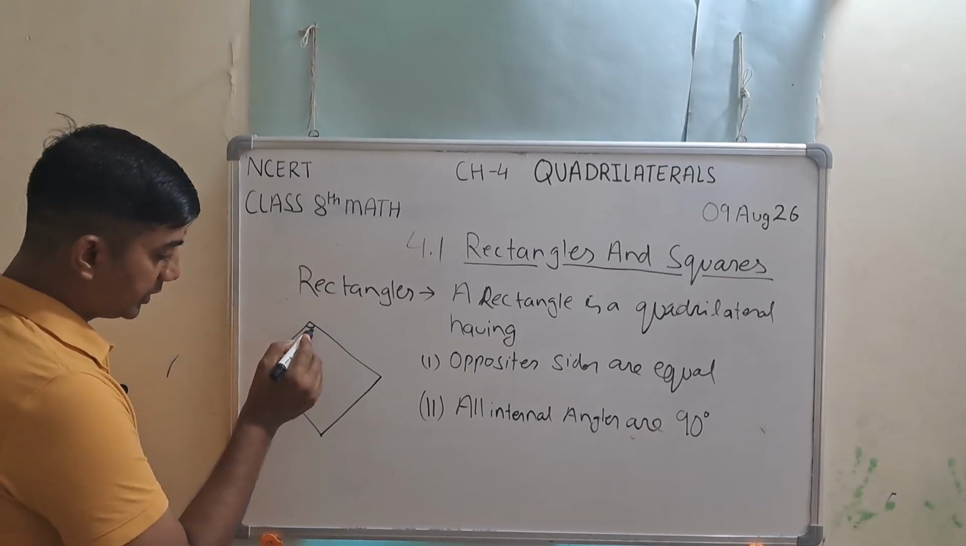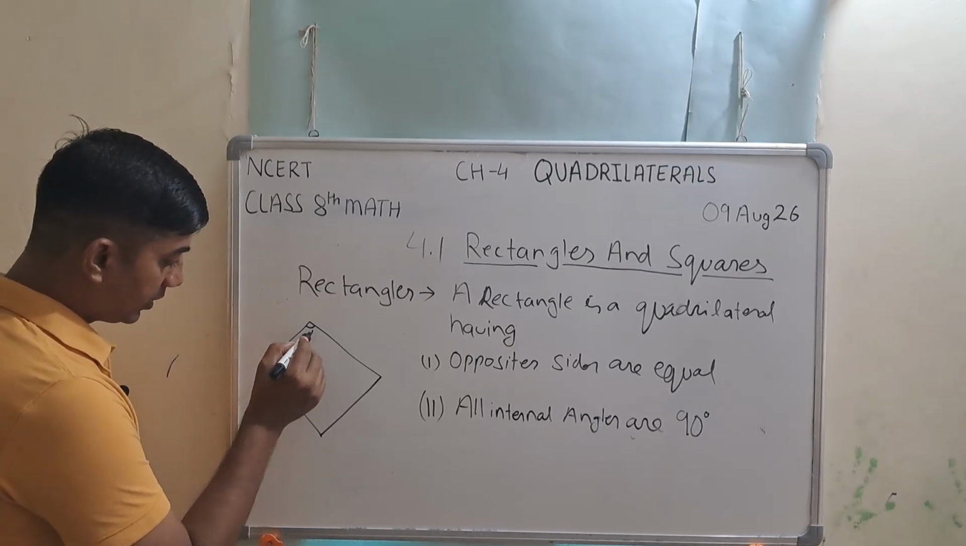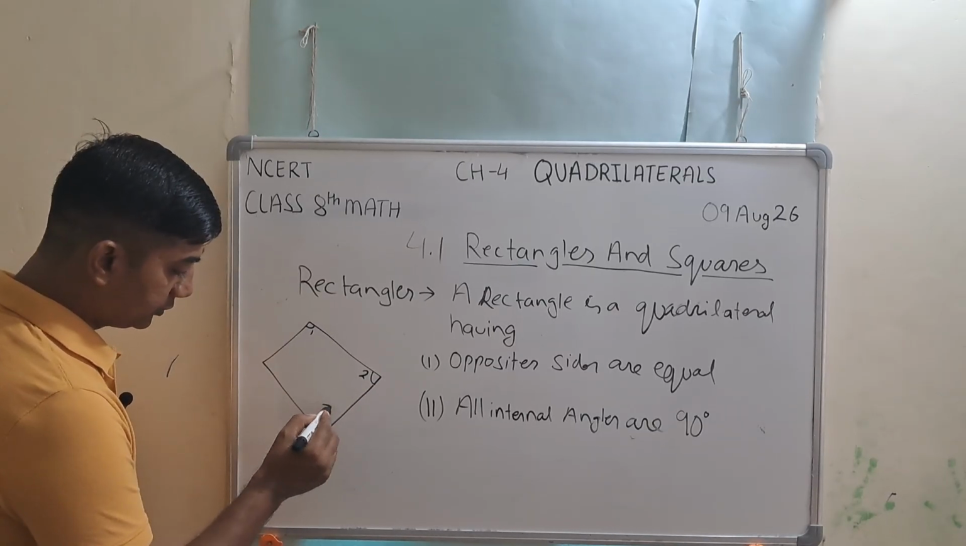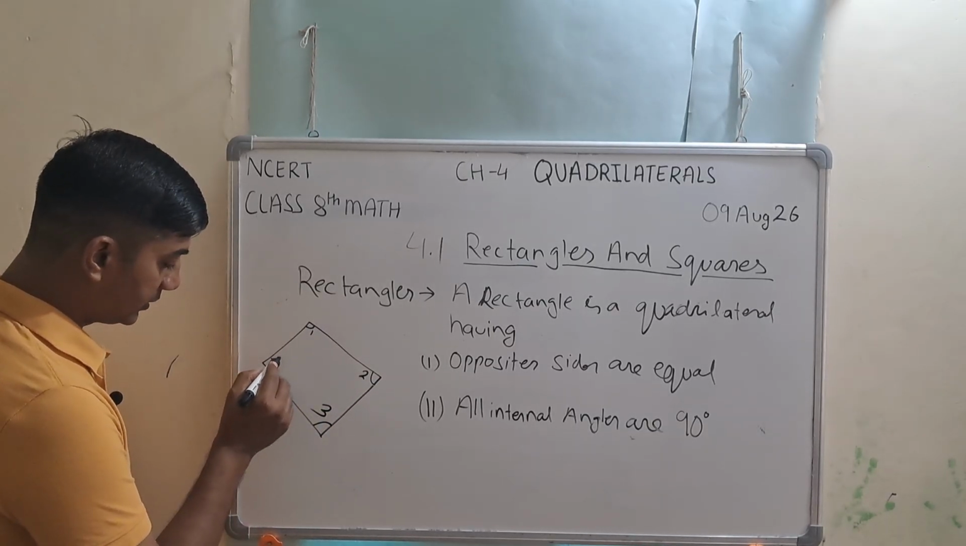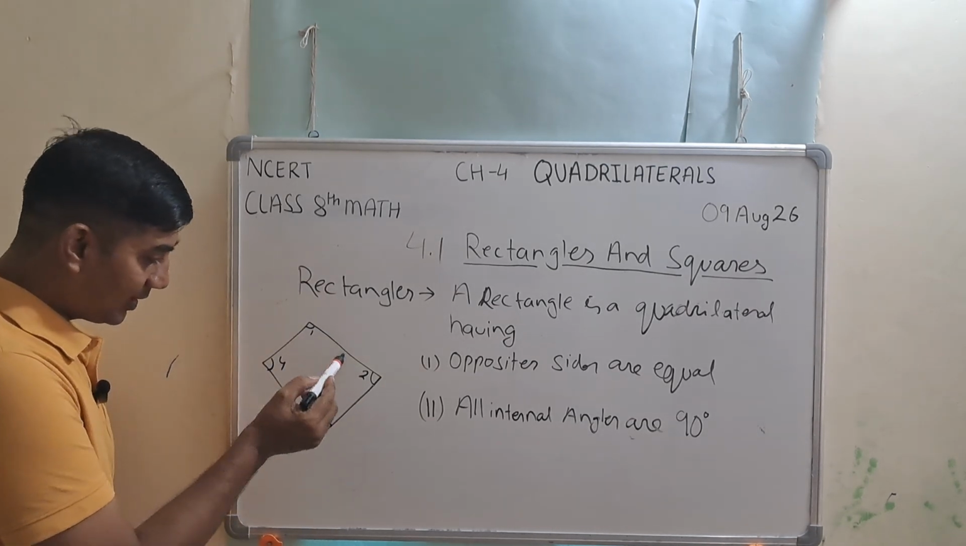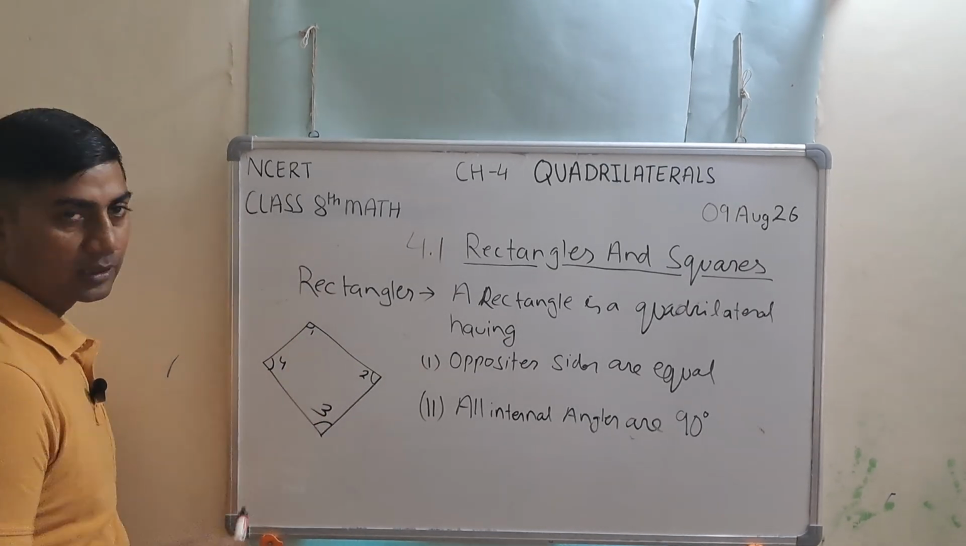This angle is your internal angle, angle 1. This angle is your internal angle, angle 2. This angle is your internal angle, angle 3, and this is 4. Understood? All the angles inside it, they are the internal angles.